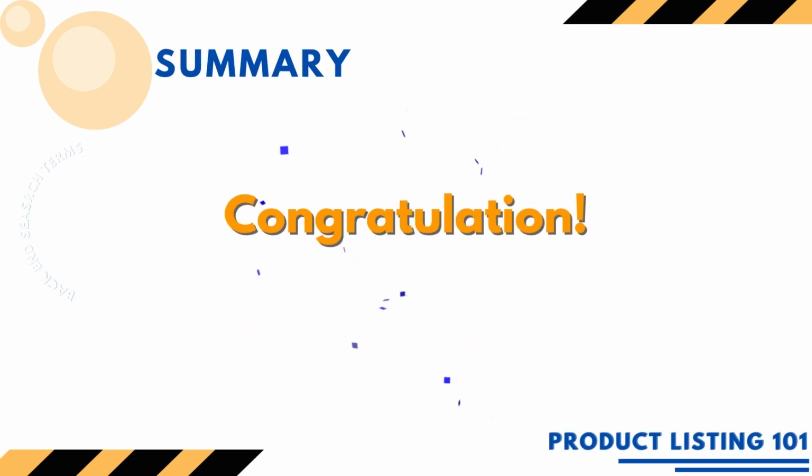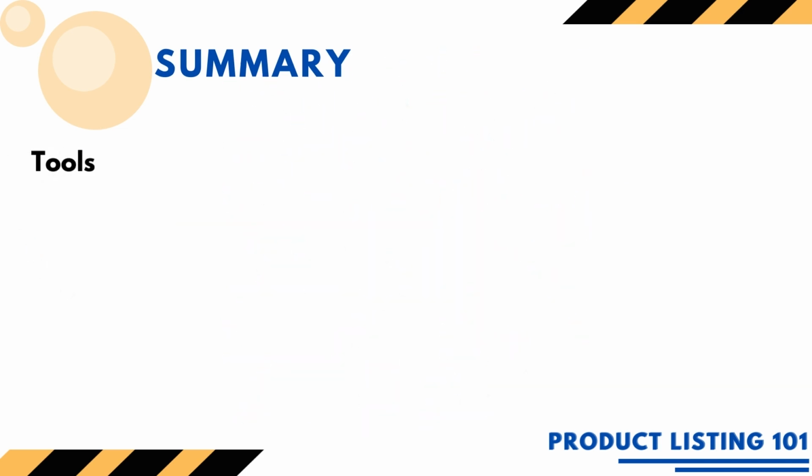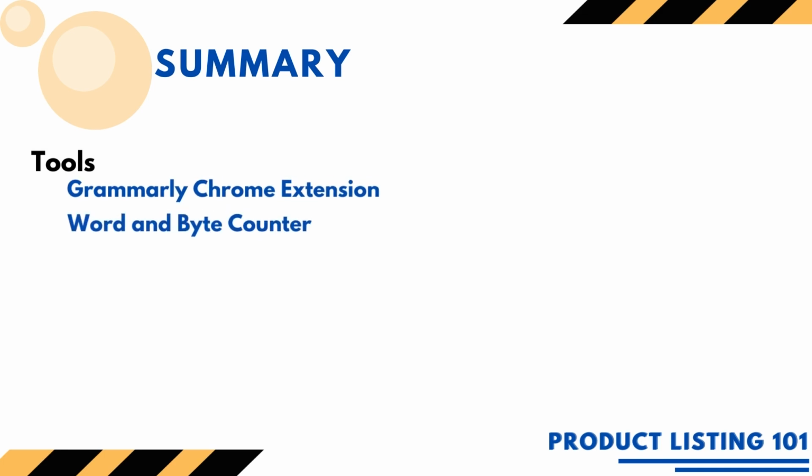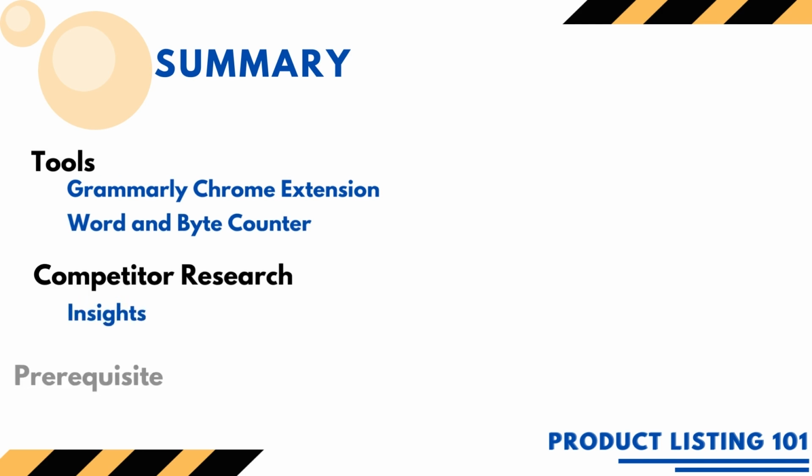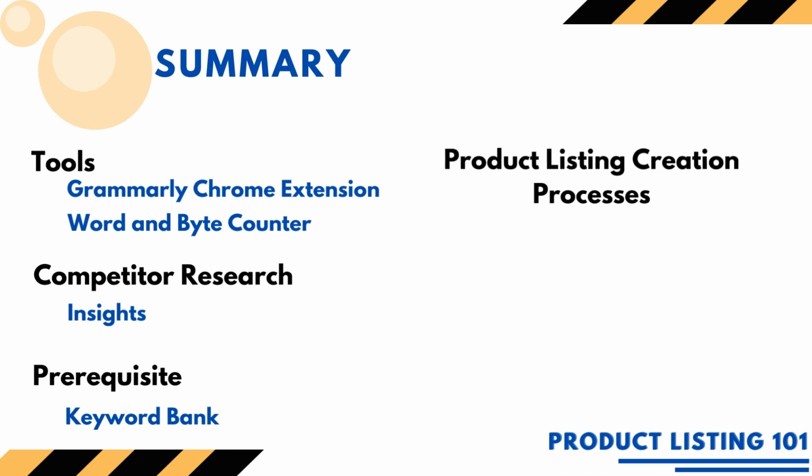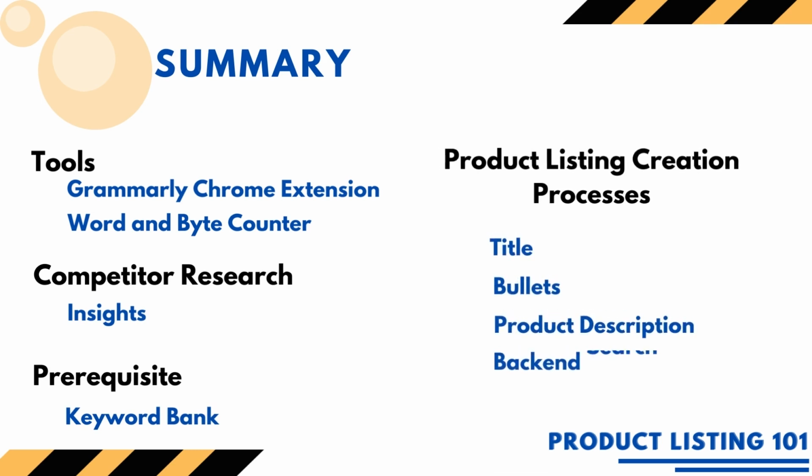Congratulations! We have now listed our product. To sum up, in this video, you have learned the tools that are helpful in listing products such as the Grammarly Chrome extension, word counter, and byte counter. You learned about the importance of competitor research and keyword bank. You already have an idea for product listing creation. We composed the title, bullets, product description, and back-end search terms.